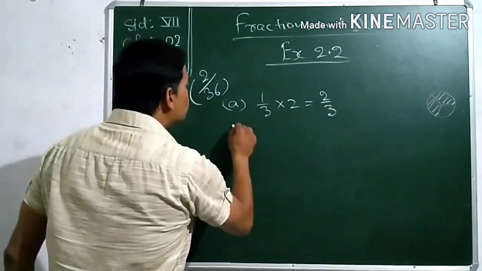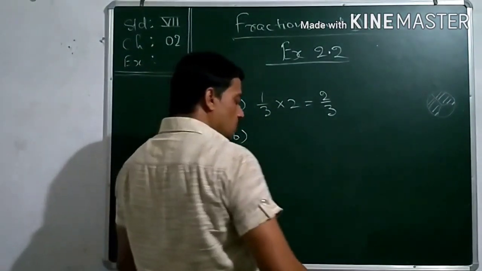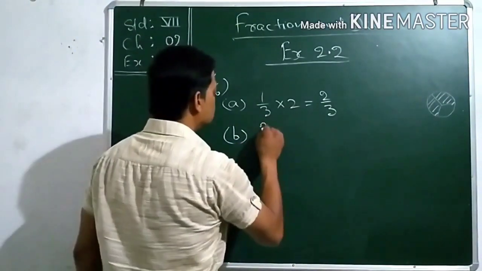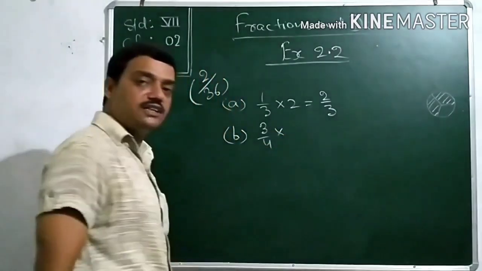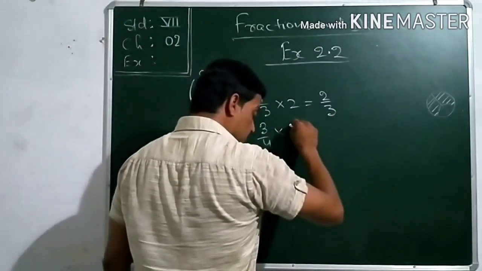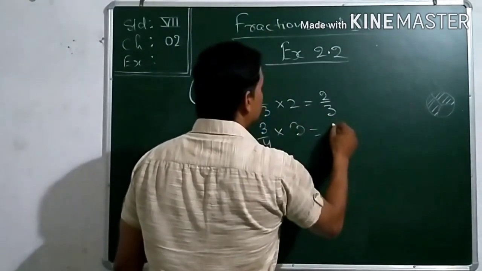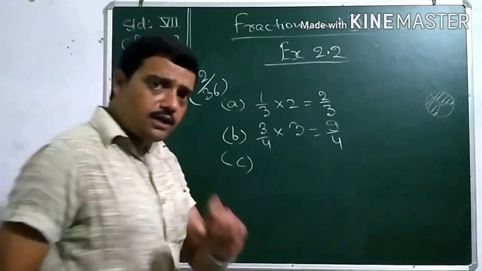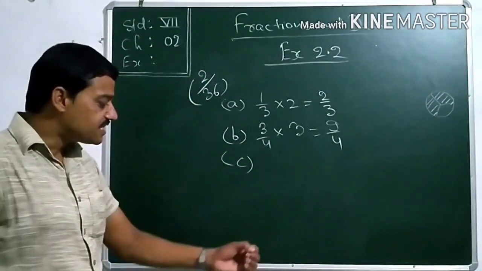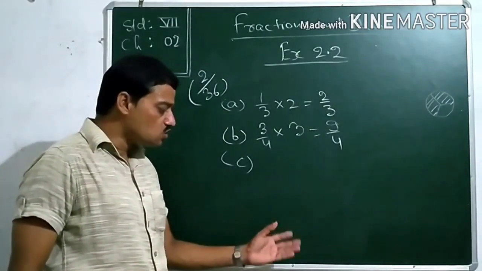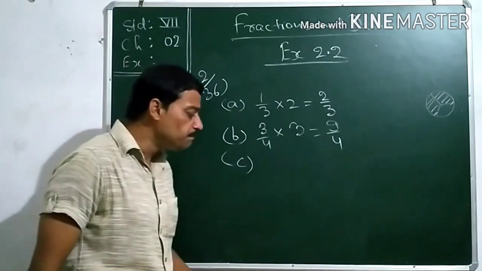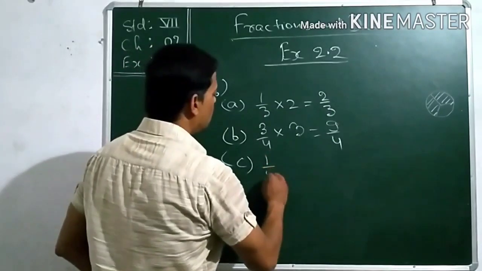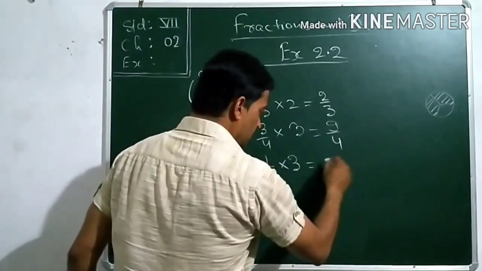and B number is 3 parts out of 4 of each triangle. 3 by 4. And how many triangles are there? There are 3 triangles. Equal to 9 by 4. In the C number, 1 part out of 5 is shaded in every square looking figure. So 1 by 5 into 3, that will be 3 by 5.